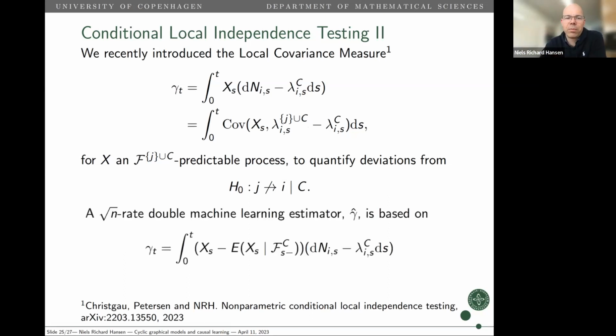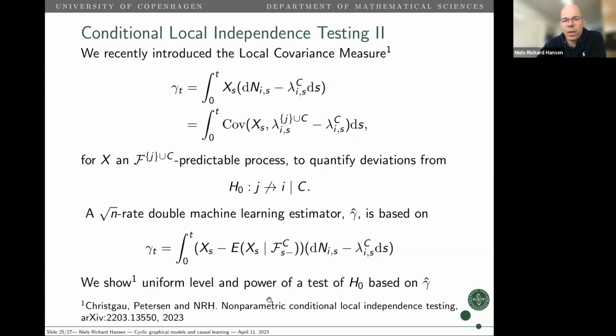and then we can detect deviations from the null. And the interesting thing about this approach is that using the first representation up here, it's possible to squeeze in a model of X conditionally on this filtration also. And then when we model this conditional expectation and this intensity, we can do this root n rate double machine learning estimator, and we can get uniform level and power results for a test based on this estimator of the local covariance measure. So this is on arXiv right now, but it's pretty finished.